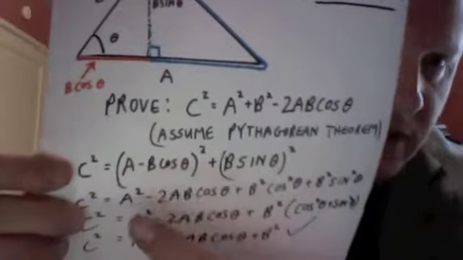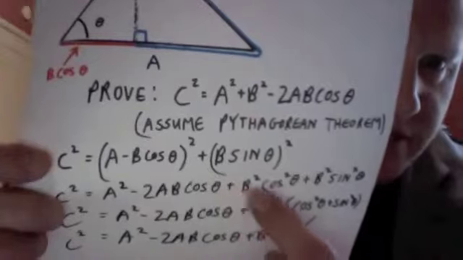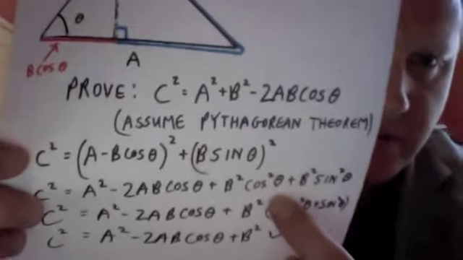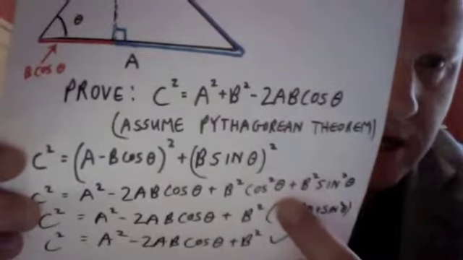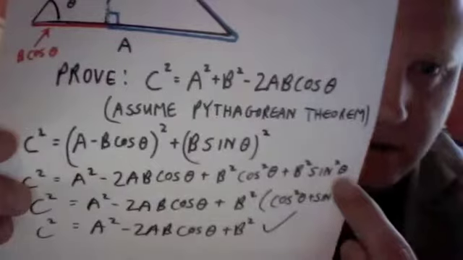I multiply this by itself? I get A squared minus 2AB cosine angle plus B squared cosine squared angle. Okay, and then I just carry this one down and I have B squared sine squared angle.